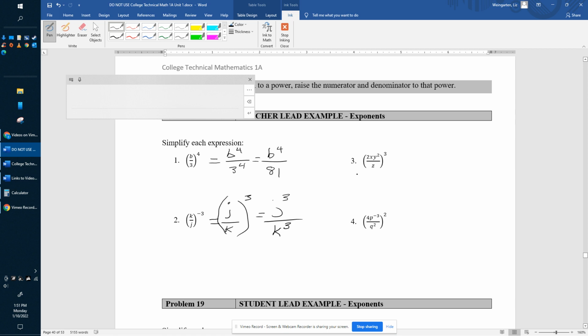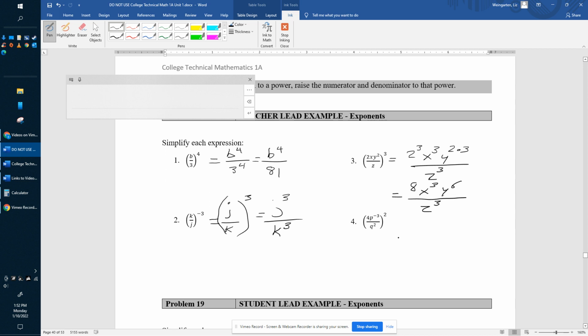Now I got some messier ones. Let's look at number 3. So we're going to distribute this out. We're going to use the power to a product rule and the power to a quotient rule. So this will be 2 to the 3rd, x to the 3rd, y to the 2 times 3 over z to the 3rd. Make sure your z and your 2 don't look too much like each other or you could get that mixed up. So 2 to the 3rd is 8, 8x to the 3rd, y to the 2 times 3 is y to the 6th, over z to the 3rd.